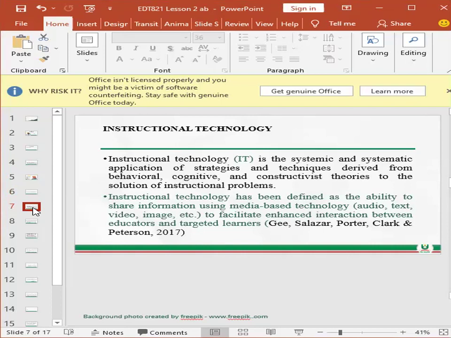And instructional technology has been defined as the ability to share information using media-based technology like audio, like text. Audio is something that appears on our auditory channel, hearing. So text, this one is visual. So video, the combination of audio and visual. Image, maybe in the form of cartoon, etc., in order to facilitate enhanced interaction between educators and targeted learners.